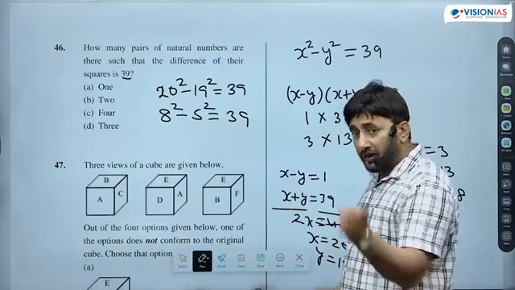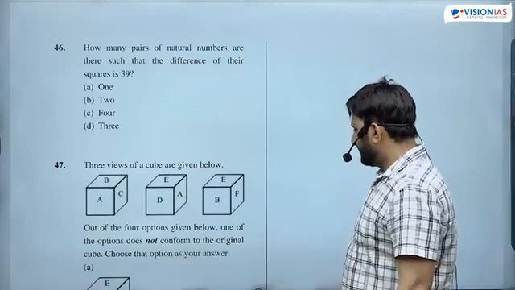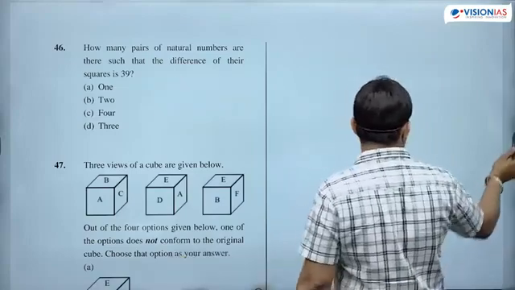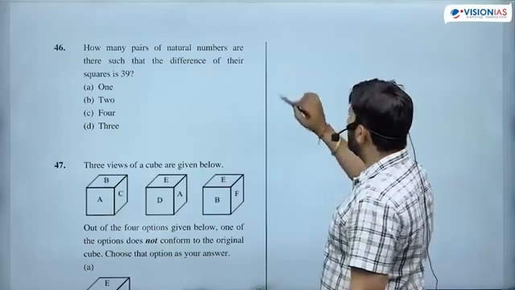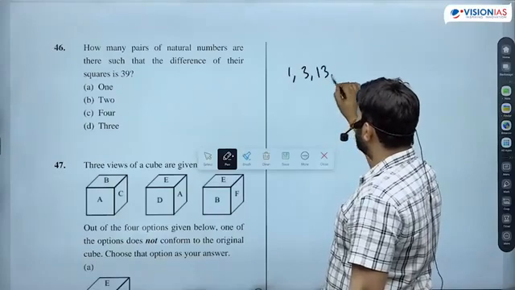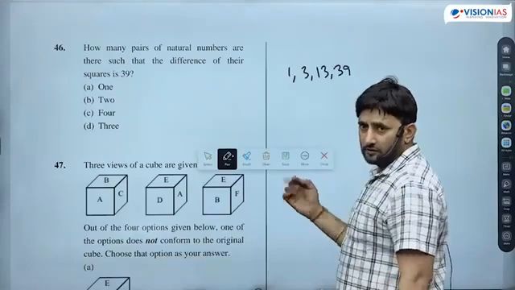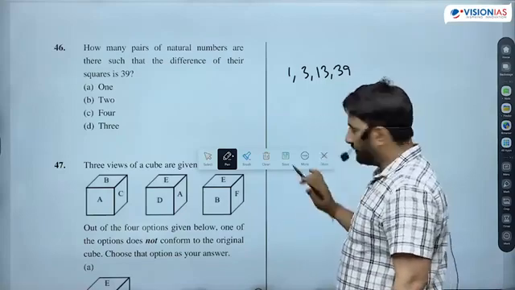Half the number of factors of 39. 39 has 4 factors: 1, 3, 13 and 39. These are 4 factors. So the answer will be half of 4, that is 2.